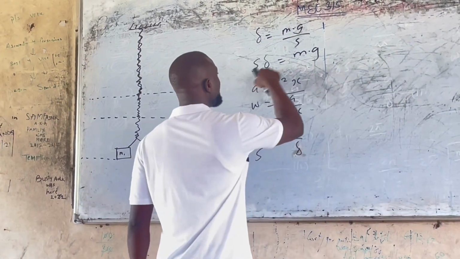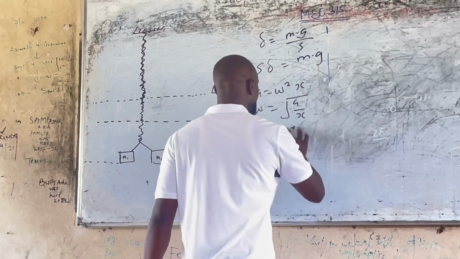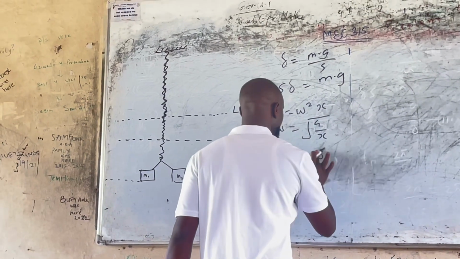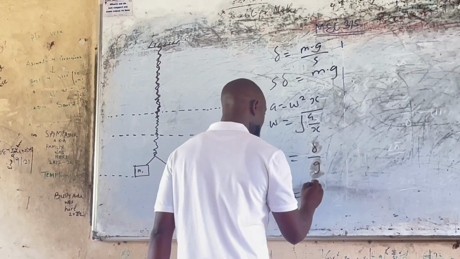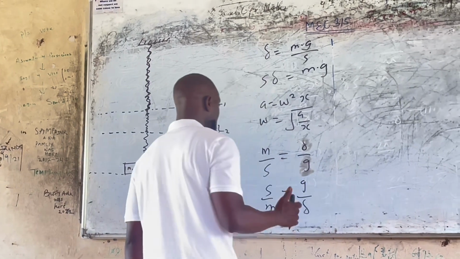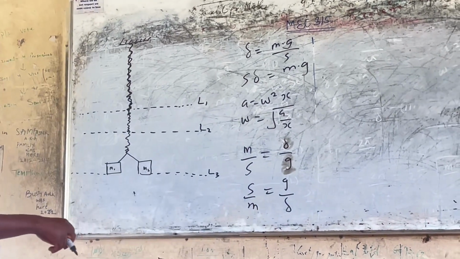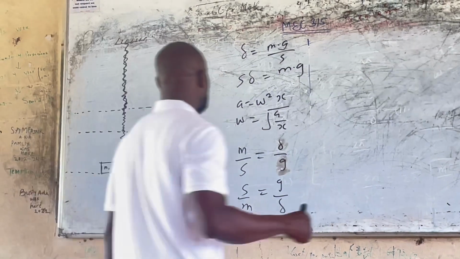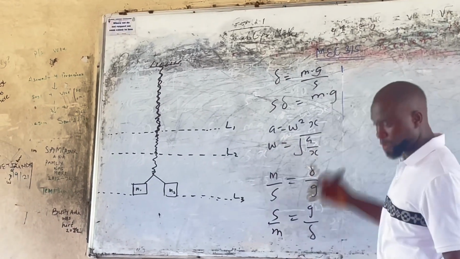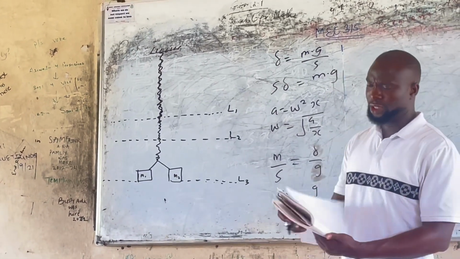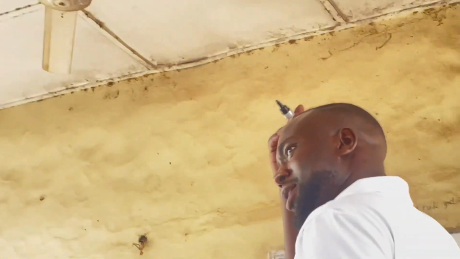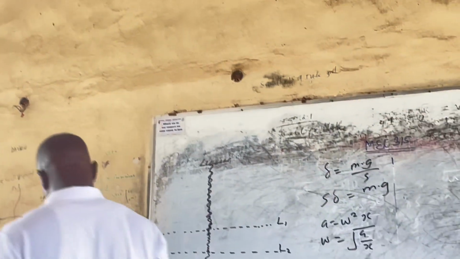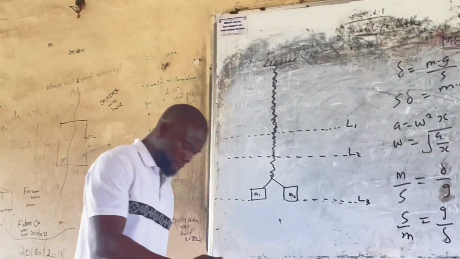We have to carry M over S will be what? Delta over. Yes. And S over N will be what? G over. Okay? Give you the stiffness X. Let me not go too straight. If I go too straight, you will not know anything. Let me be saying the reason why I'm doing it that way. Okay?